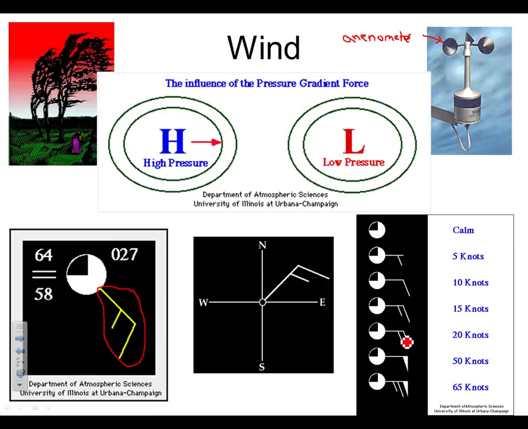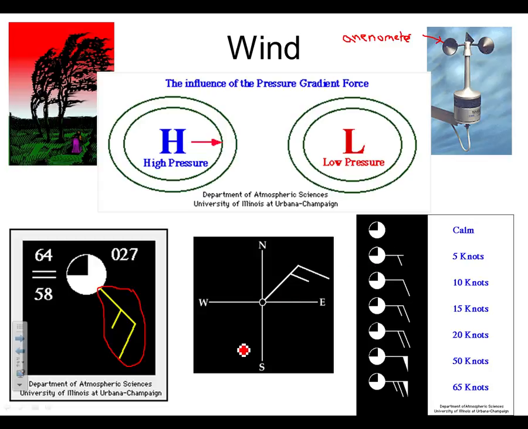See the two barbs, about 20. If it's a triangle, it'd be 50. So in this one here, it would be the triangle for 50, the full barb for 10 is 60, and the half barb is 5 for 65. The middle here we'll talk about later, that's the cloud cover. It doesn't really fit with the wind unit.